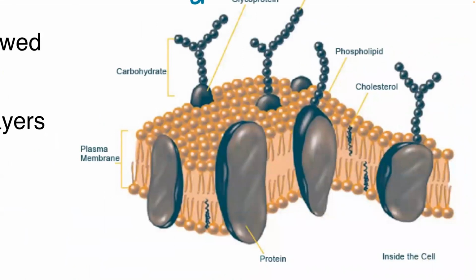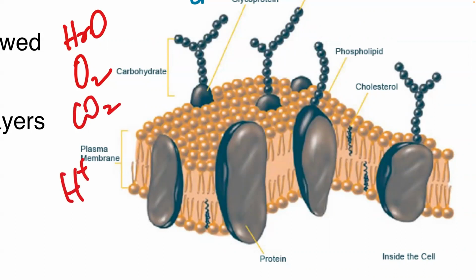Water, okay, by osmosis. Anything else? Oxygen. Yes, it can, okay. And carbon dioxide, yes. Can hydrogen ion pass through this? Can hydrogen ion pass through? So basically, generally what is small can pass through, but can hydrogen ion pass through your plasma membrane? Do you know? It's a no, okay.